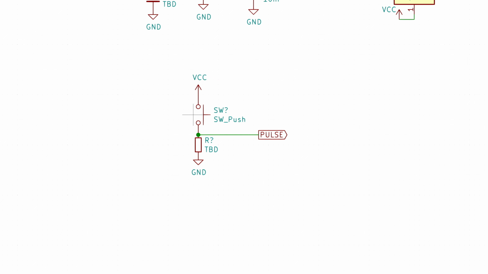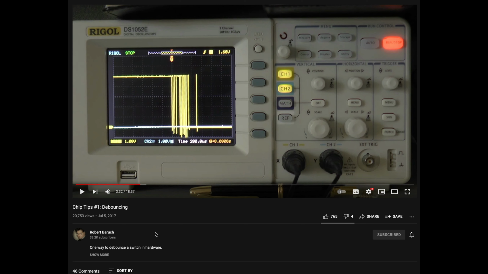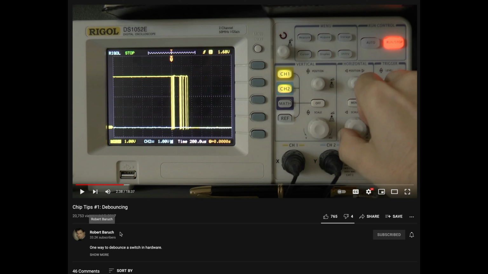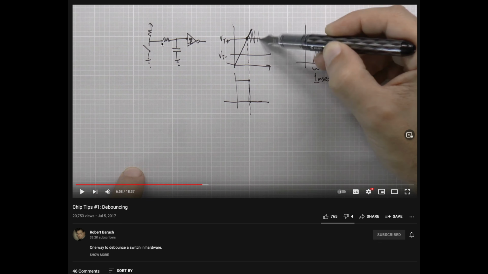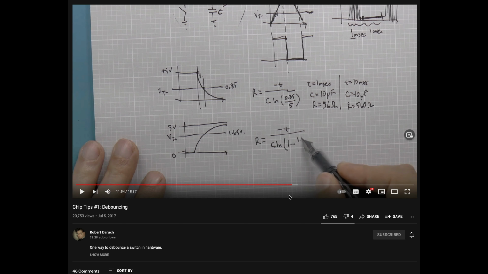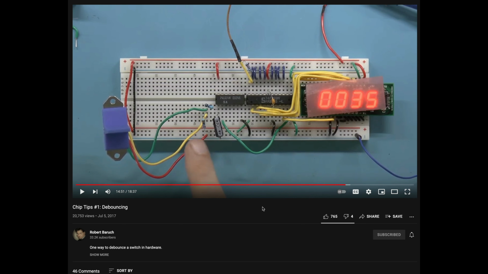I'm not going to go into too much detail on what debouncing is, because you can find good content already on YouTube going into detail on debouncing. So I will recommend this video from Robert Baruch called Chip Tips #1 Debouncing, where he explains in detail what switch bounce is and how it looks on the oscilloscope. He also proposes a solution using an RC network going into a Schmidt trigger and does some math in order to figure out which component values to use. And he also tests it on a breadboard using a counter to make sure that the method is working properly. So I would really recommend giving this a watch. I'll try to remember to put a link in the video description.